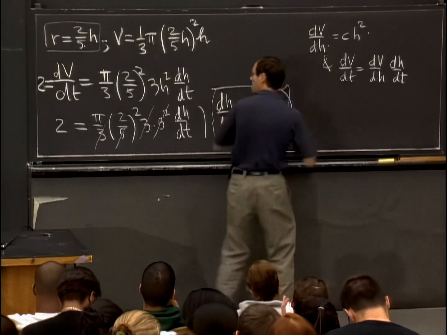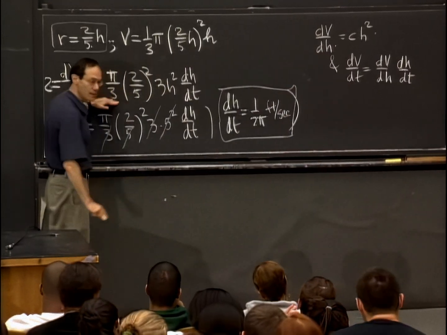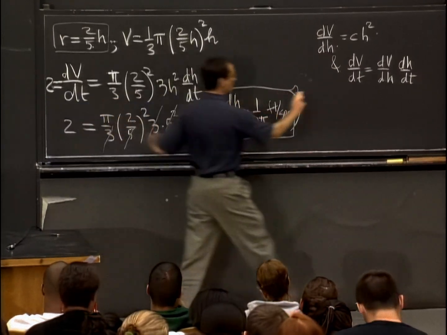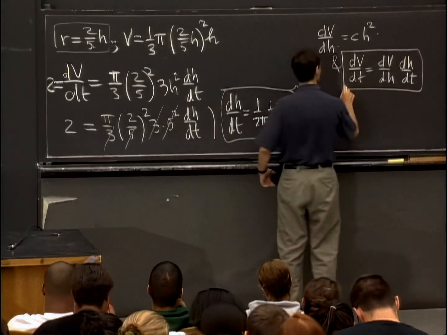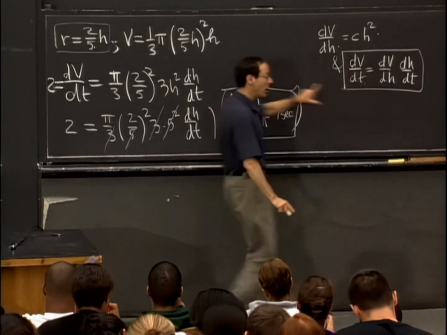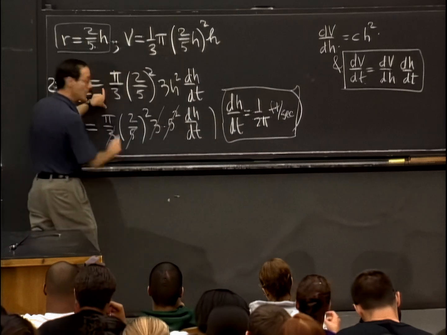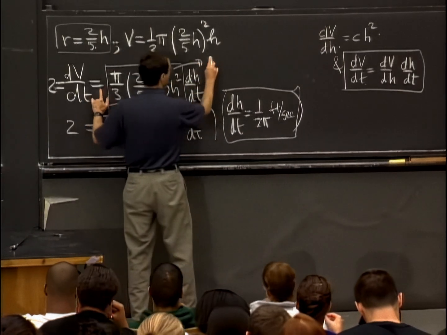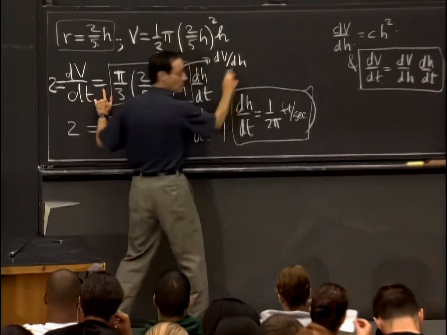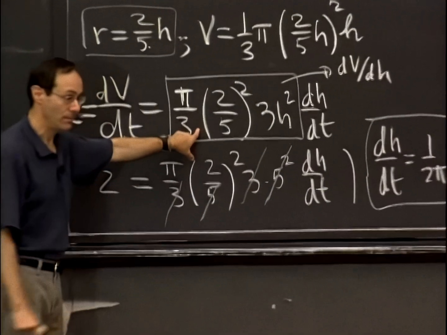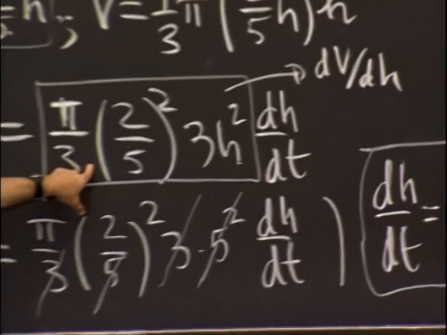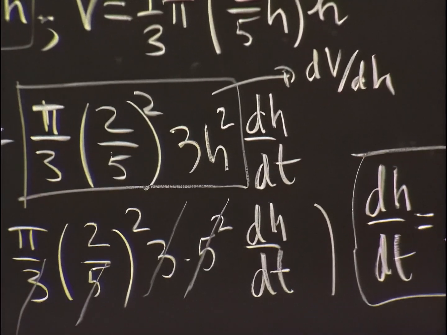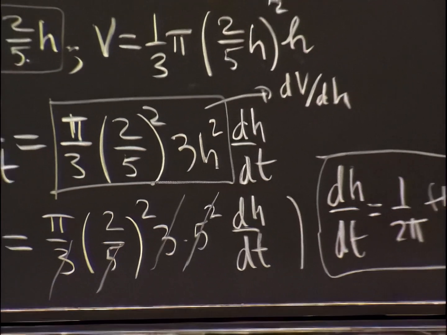And indeed, that is what my next sentence is. That's exactly what I'm saying. So when you said this, I did that. That's exactly what I did. This chunk is exactly dv dh. That's just what I'm doing. Okay? So definitely, that's what I had in mind. Yeah, another question?